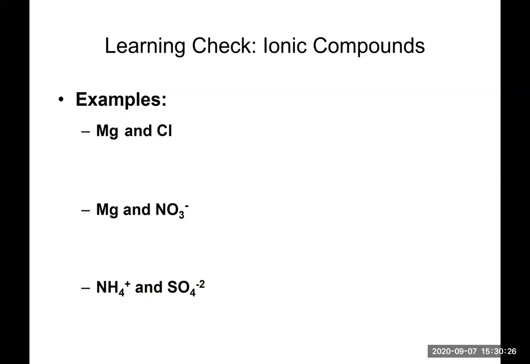And so let's look at magnesium and chlorine to start with. Magnesium is in group 2A. So because magnesium is in group 2A, magnesium has to give up 2 electrons so that it can get the electron configuration of neon. Magnesium has an atomic number of 12.